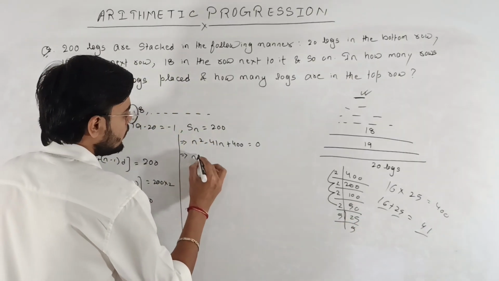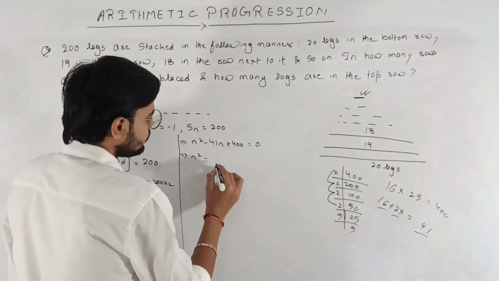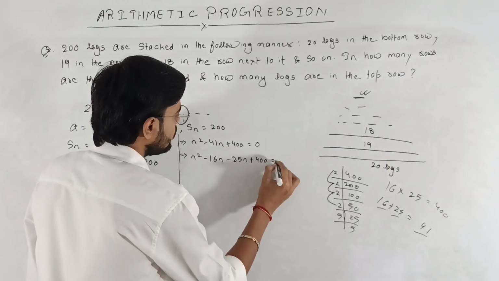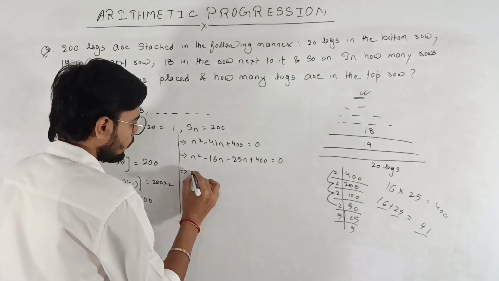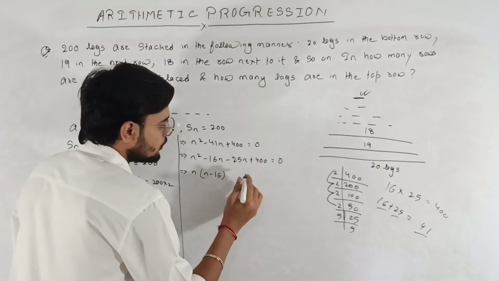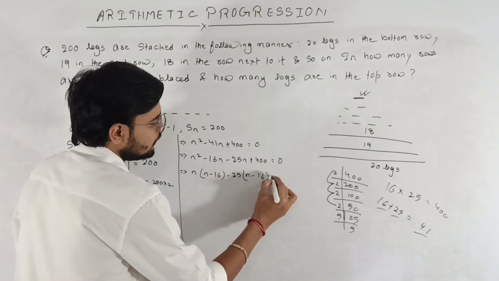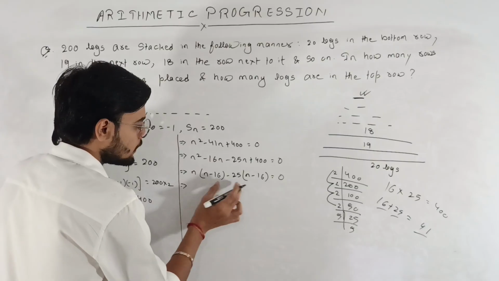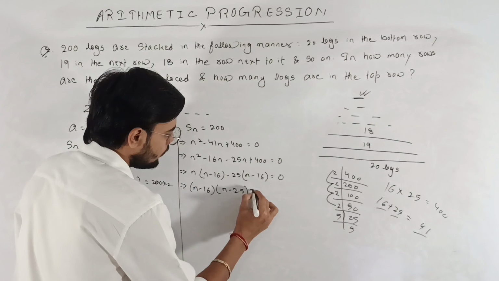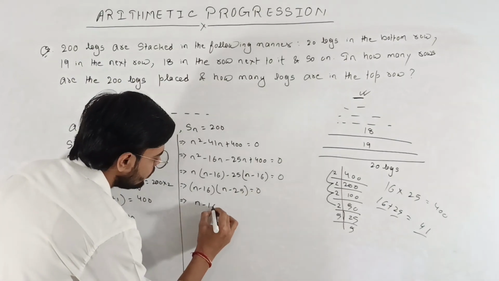Now split this. n squared, we have to take minus 41n, which means minus 16n and minus 25n, and plus 400 is equal to 0. Now from these two we take n common, then what we are left with is n minus 16. Now from these two again I take 25 common, then we are left with n minus 16 is equal to 0. Now from here n minus 16 is common, n minus 16, then we are left with n minus 25 is equal to 0. Okay.